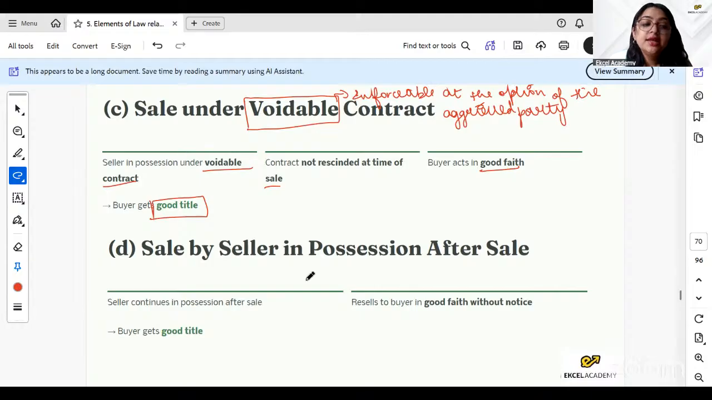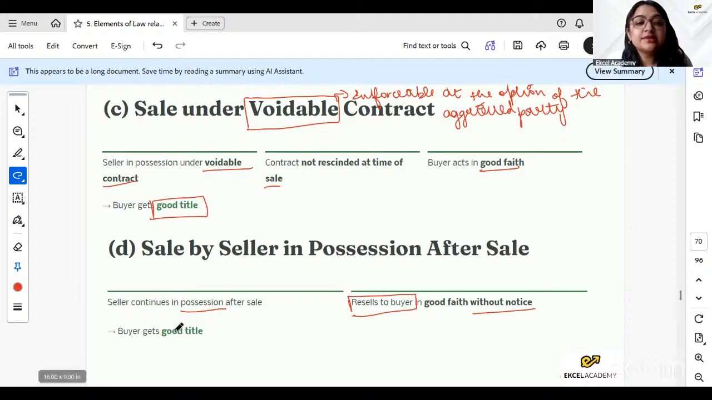Okay, next one, sale by seller in possession after a sale. That is, the sale has been done, but the seller has the possession. Let's say, for example, there are certain bags of rice in your godown. Those have been sold, but you still have the possession of it. Now in that case, if the seller continues in possession and resells to another buyer without notice of the previous sale, then the new buyer will get a good title.